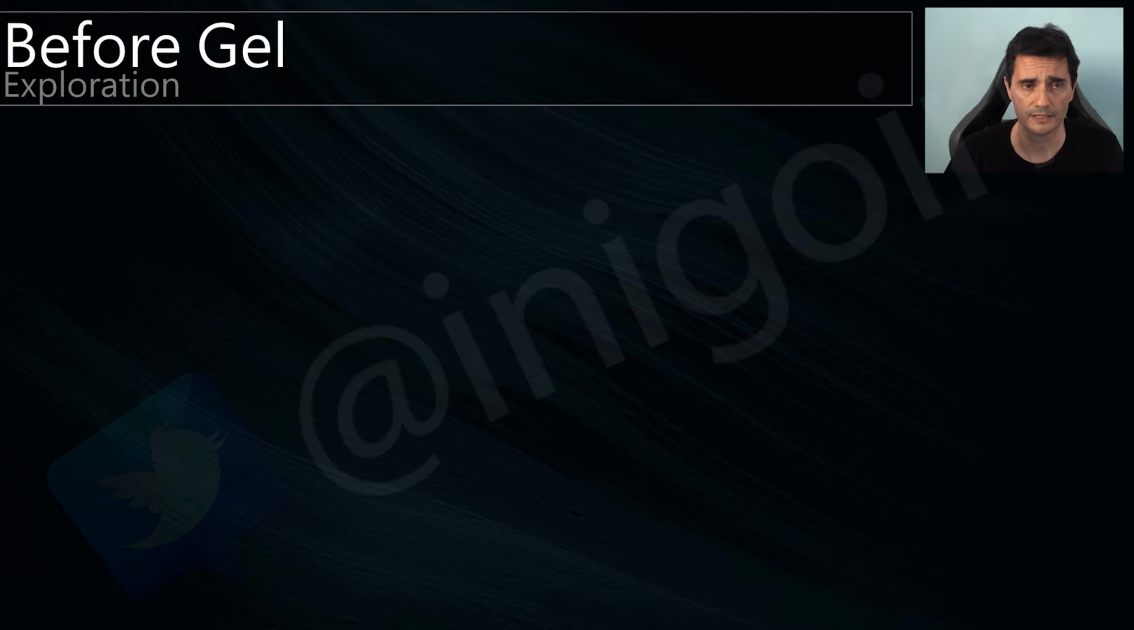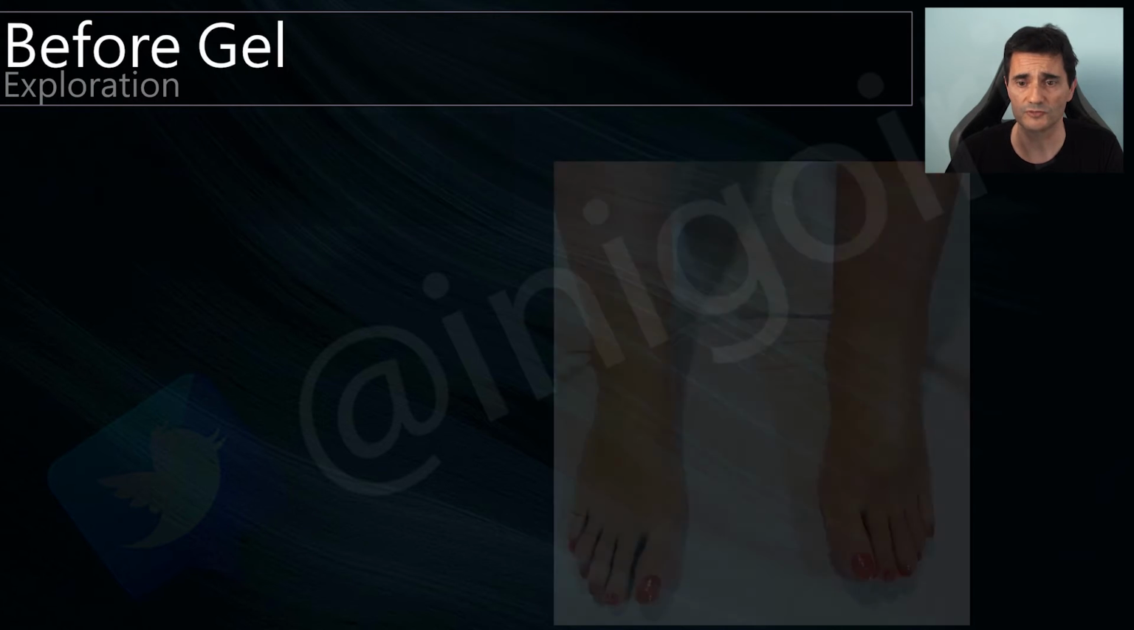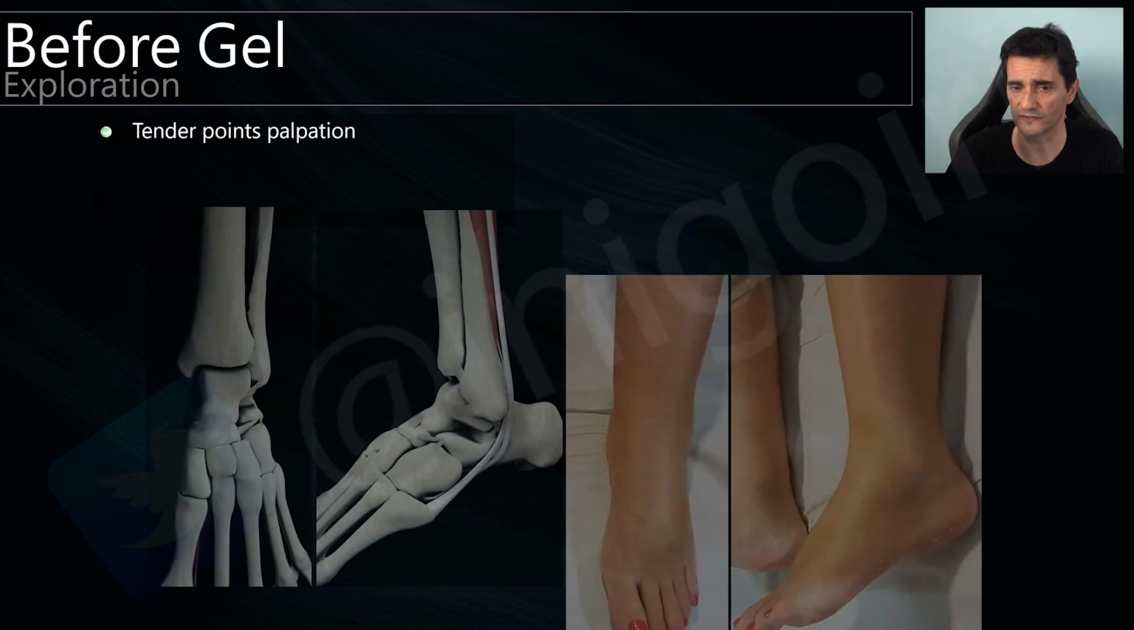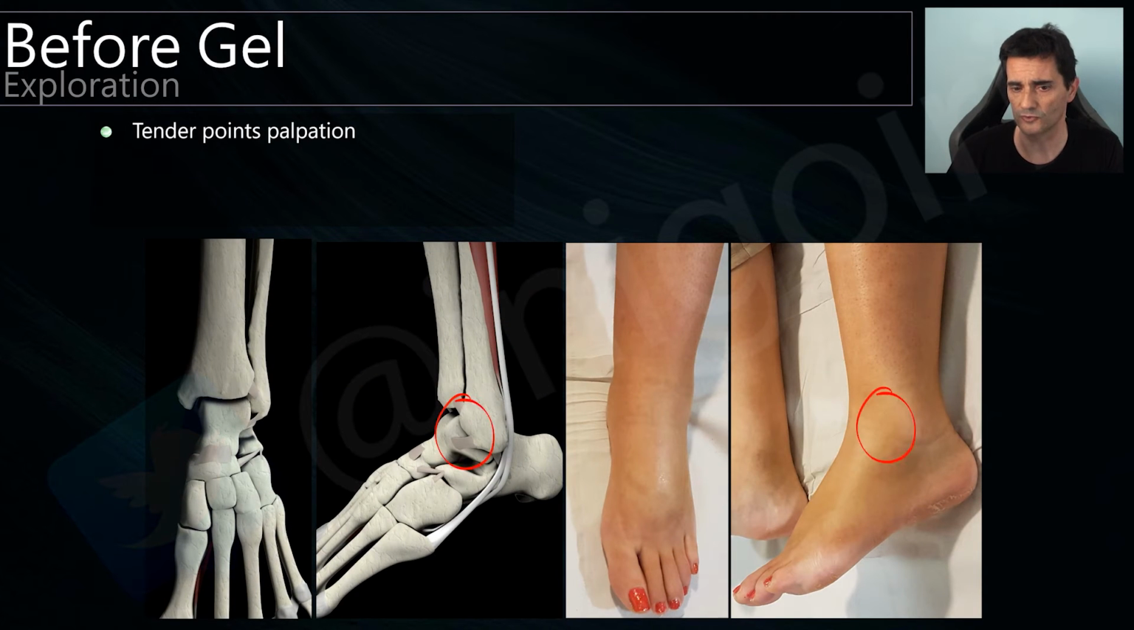Okay, next, the exploration. First of all, we see the edema, and we are going to palpate the foot. Searching for the tender points at palpation is very important too. First of all, I usually check the anterior talofibular ligament in the lateral side, just at the anterior edge of the fibula here. The second ligament I check usually is the calcaneofibular ligament, and also the peroneal tendons in the retromalleolar situation.